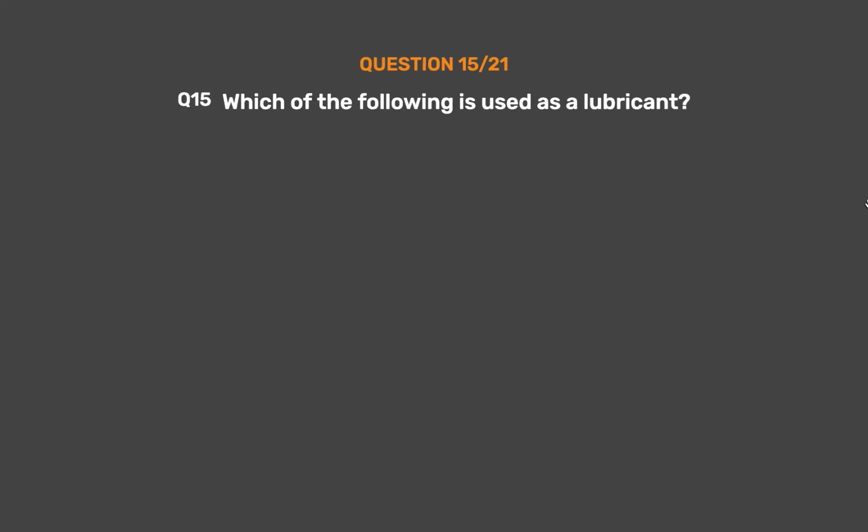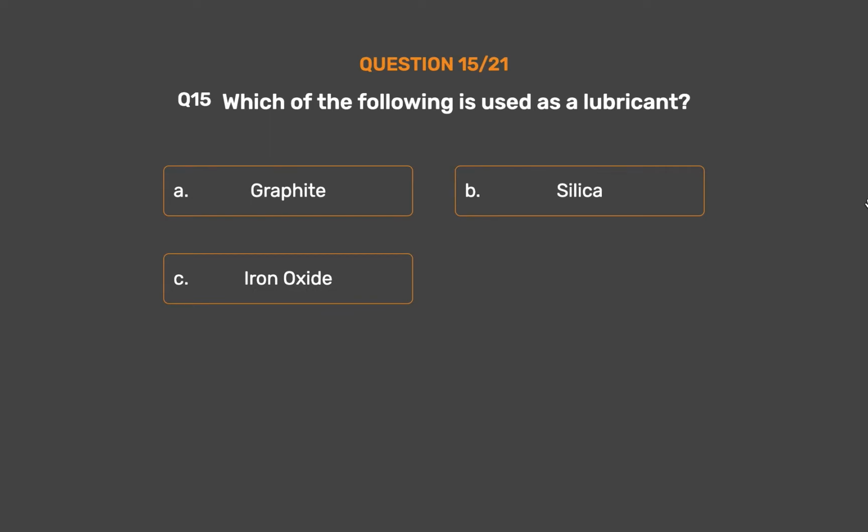Question number 15. Which of the following is used as a lubricant? Option A, graphite. Option B, silica. Option C, iron oxide. Option D, diamond.